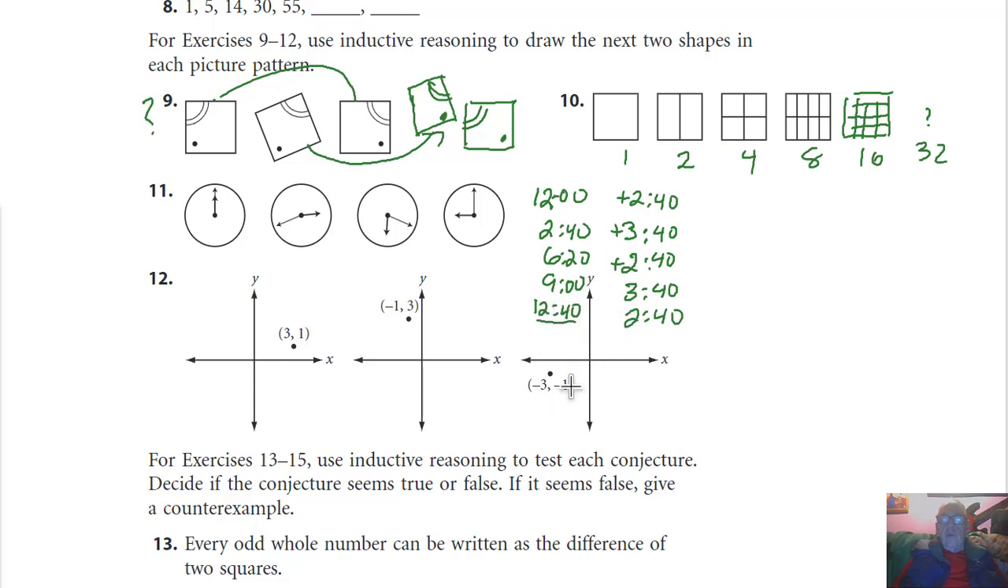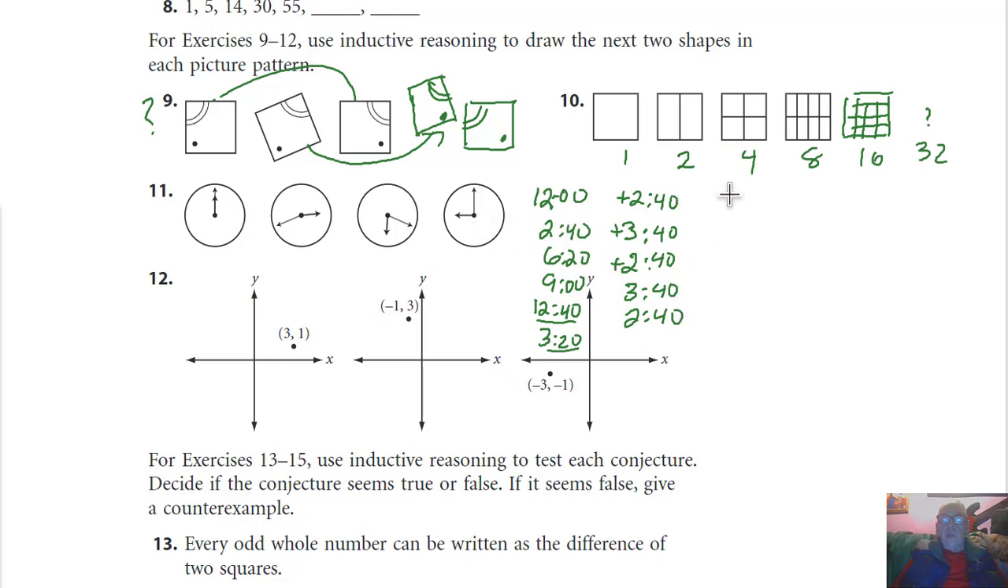And 12:40 plus another 2:40, or 12:40, 1:40, 2:40, and 20 would be 3 o'clock, and another 20 left over would be 3:20. So those are the next two patterns with these clocks.